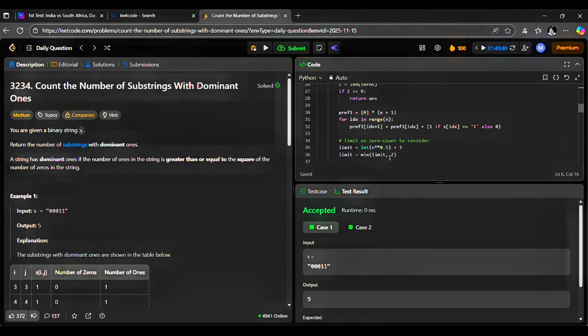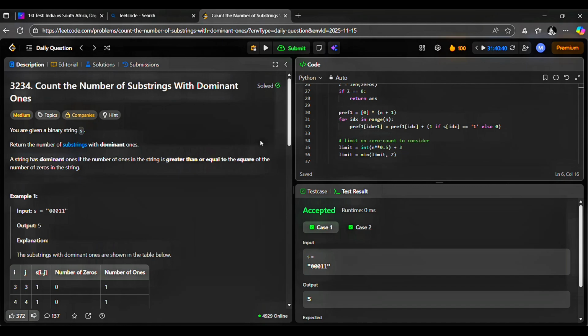Here the condition is ones is greater than or equal to zeros squared, as zeros squared grows too fast. For example, 100 zeros need 10,000 ones, and 200 zeros need 40,000 ones. Since the string length is less than or equal to 40,000, we never need to check substrings with more than about square root of n zeros, which is related to 200 zeros. This is critical for avoiding TLE, that means time limit exceeded.